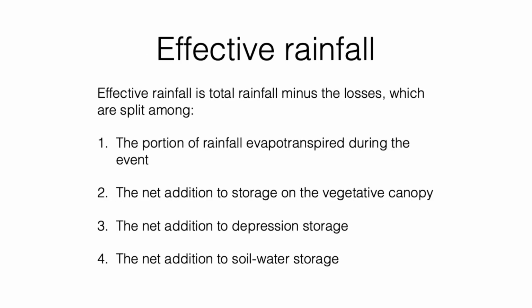As we have already mentioned in previous lessons, effective rainfall is the total rainfall minus the losses. That can be classified into four main categories. The fraction of water evaporated during the event, so rainfall that does not even get to touch the ground surface, the interception that accumulates on vegetative surfaces, the amount of water that gets stored in the surface, mostly in ponds, and the net addition to soil water storage, that is, water that infiltrates into the soil.